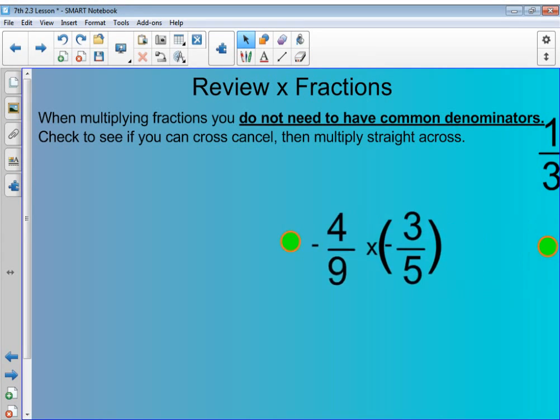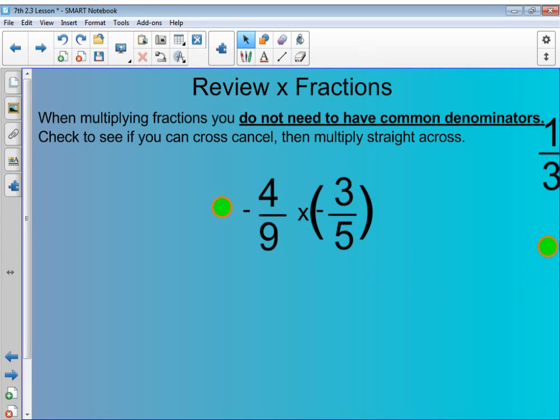Okay, so let's try one of these out. So here I have -4/9 times -3/5. I know I'm multiplying, so I have 2 negative signs. I know in the end my answer is going to be a positive answer. So I'm going to go ahead and write that down. I already know it's going to be positive. Now, as I look at 4/9 and 3/5, if you don't like the negative signs in there, you can go ahead and rewrite it without those now, because we're really only using those negative signs to decide if our answer is positive or negative.